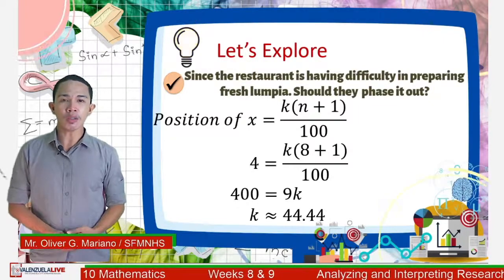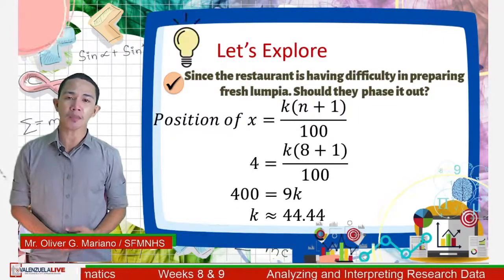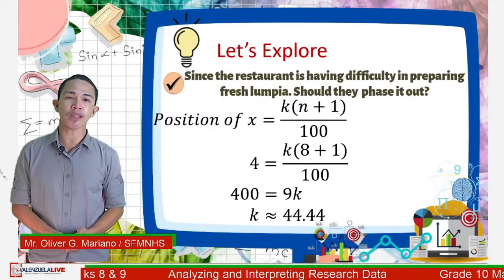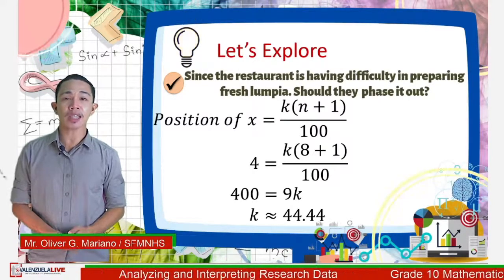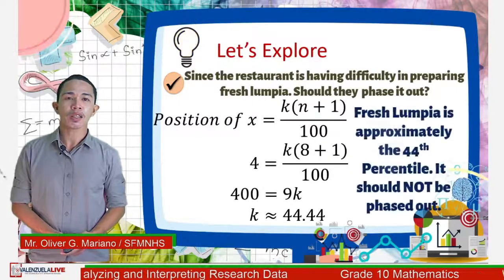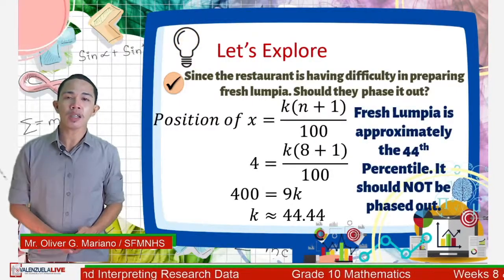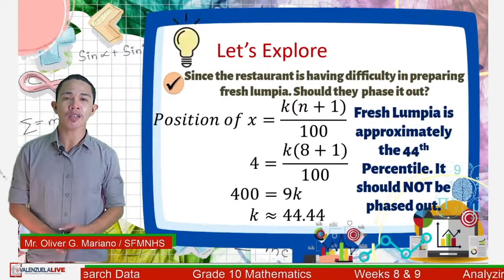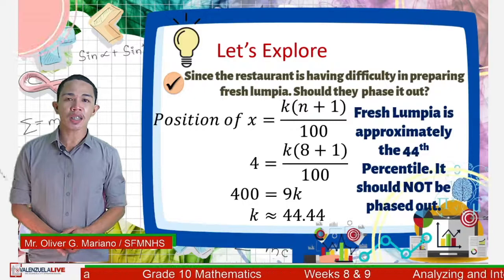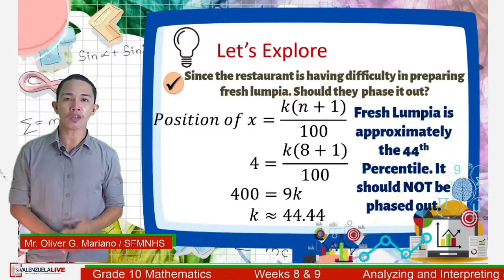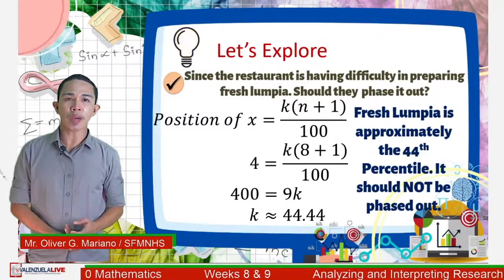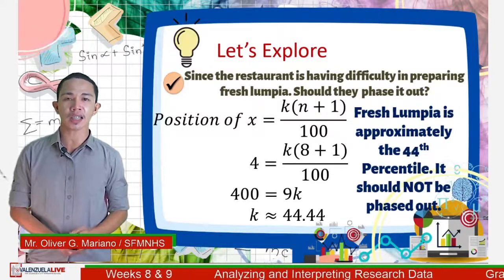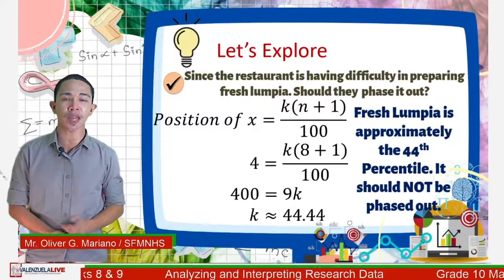As we all know, if your percentile rank is approximately 44, it is located between the first quartile value and the second quartile value. So therefore, fresh lumpia should not be phased out because there are 6 of the customers who might be lost from the restaurant just in case the owner decides to phase out fresh lumpia.